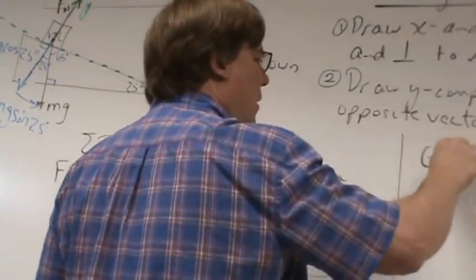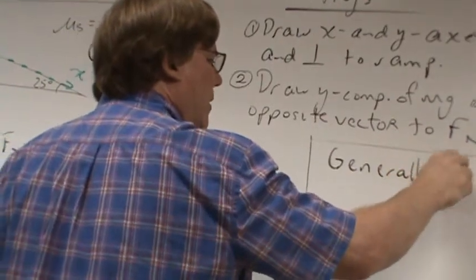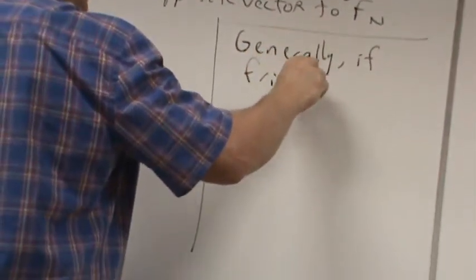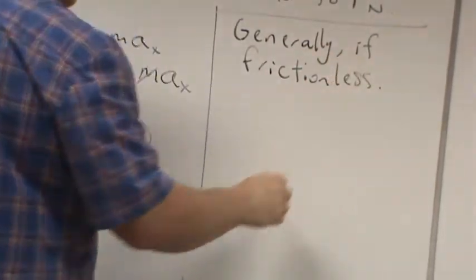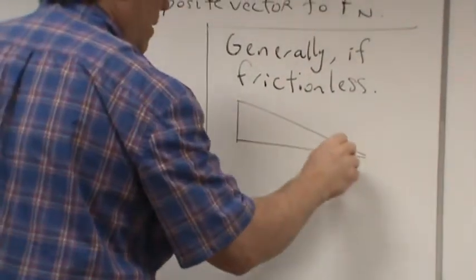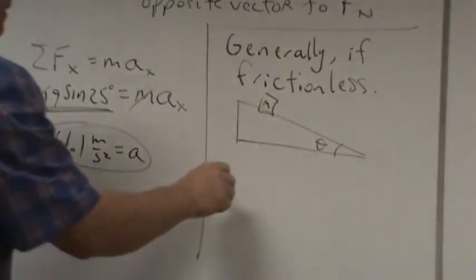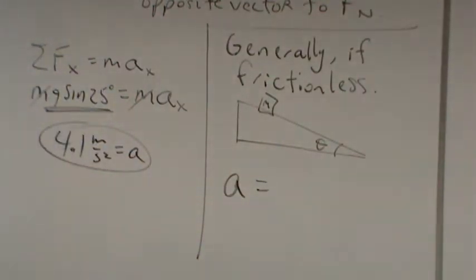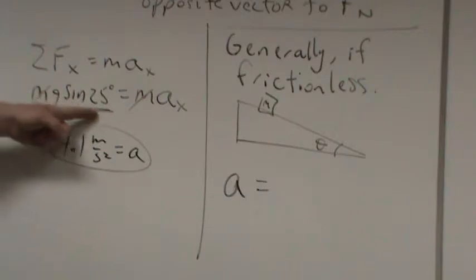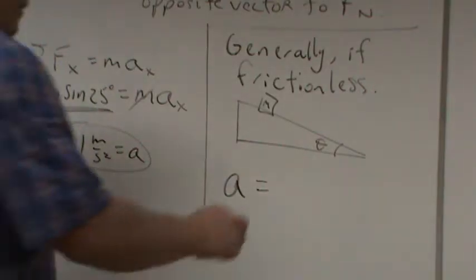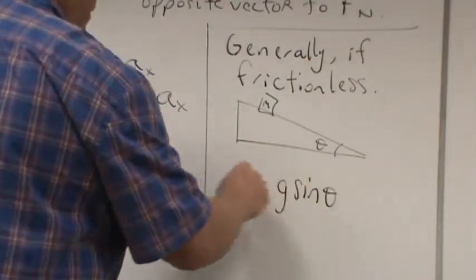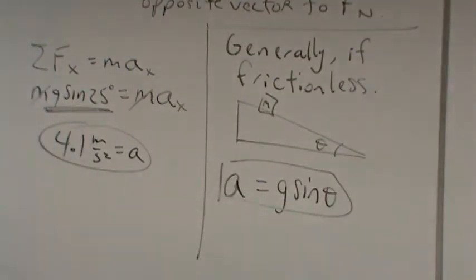Let me just ask you generally, if I've got an inclined plane that's frictionless, and the angle is theta, what's the acceleration of this mass down the plane, if the angle was just any old angle theta, and it was frictionless? You guys thinking g sine theta? Right, it doesn't matter that it was 25, this could have been any angle. G sine theta. Okay, well, hey, that was fun.